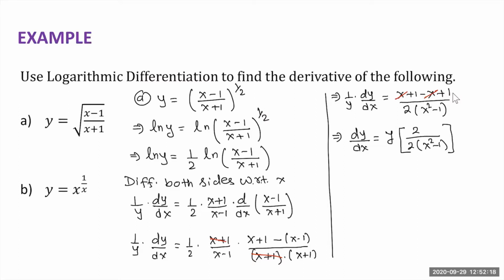Again, when you look at it carefully, you have 2 in the numerator and 2 in the denominator. So 2 over 2 is 1. So we can write our final answer as dy over dx is equal to, if you go back and check the value of y, y is the square root of x minus 1 over x plus 1, multiplied to, and here these two get cancelled, I have 1 over x squared minus 1. You can leave it here. If you want to simplify, you can definitely simplify a little further. But if you want to leave it here, that is totally fine.